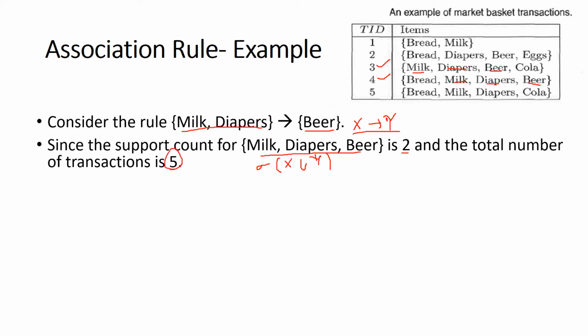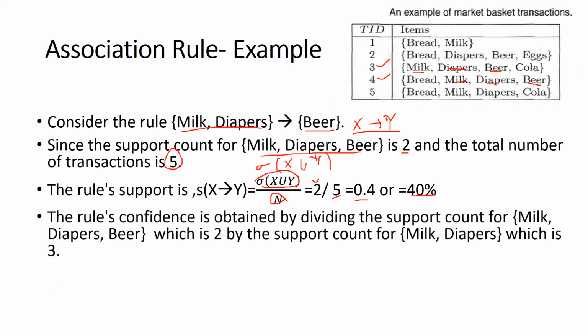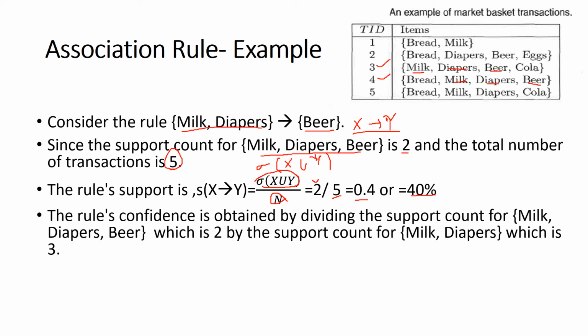So the support is going to be calculated as rho of X union Y, which is the support count for milk, diaper, and beer, which is 2, divided by n, which is the total number of transactions, which is equal to 5. So 2 by 5 is going to be 0.4 or 40%. This is the way in which support is calculated. Now we'll go to the next one, which is the calculation of confidence of the rule.